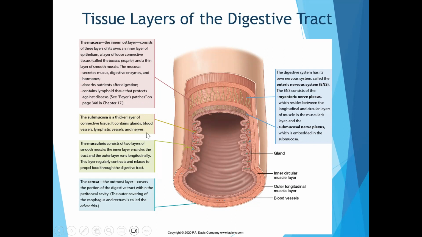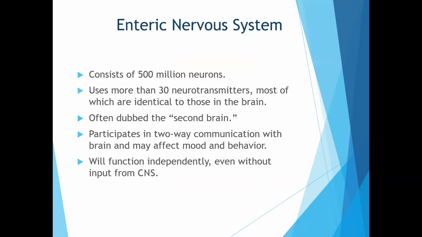So as you said, that contains some nerves, but the myenteric nerve plexus, another large part, is in between our two muscle layers. And we'll talk a little bit more about the nervous system here shortly. So it consists of 500 million neurons and more than 30 neurotransmitters, which are very similar to the brain, which is why sometimes they consider the enteric nervous system the second brain. It communicates a lot with the brain, and it can affect mood and behavior. That's why people can say you're getting hangry. That's a good example of that.